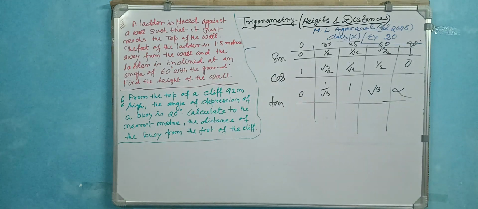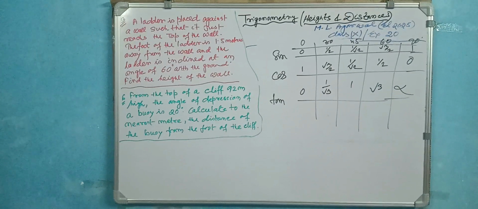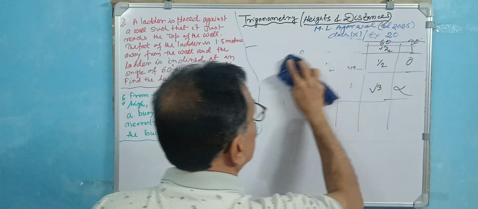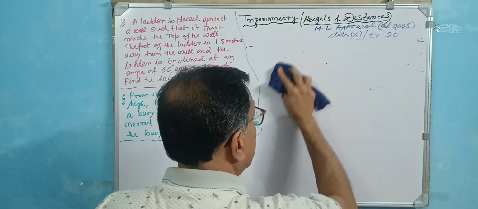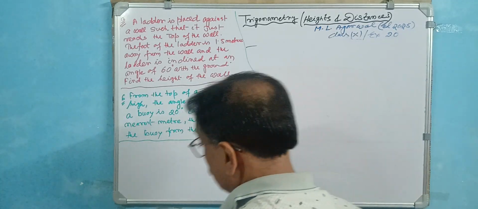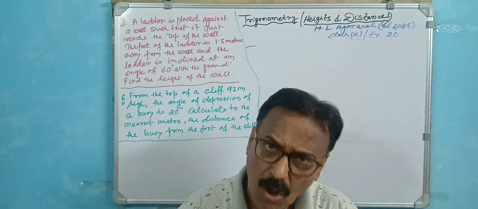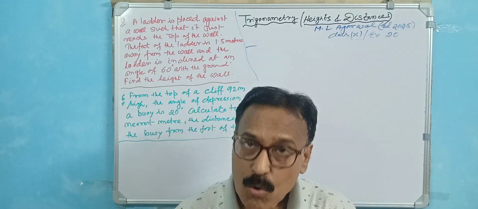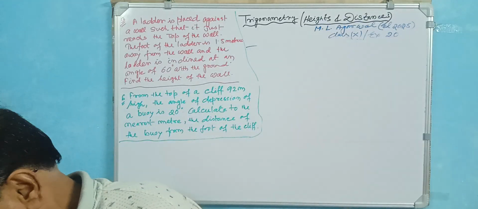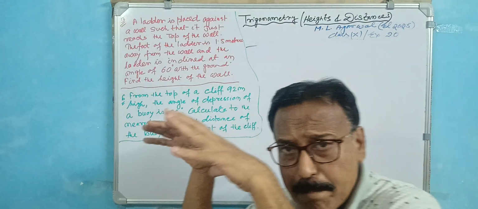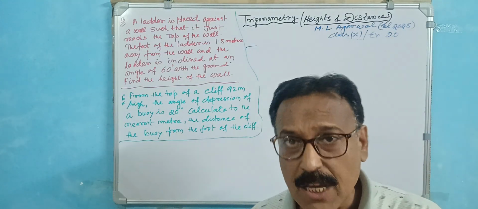Now, let's start the heights and distance sums. Today is the introduction to the sums. Very important thing: the drawing is very important in height and distance. Each and every time you must draw, and draw only the right angle triangle. The first sum is very conceptual and very practical. You see it everywhere.